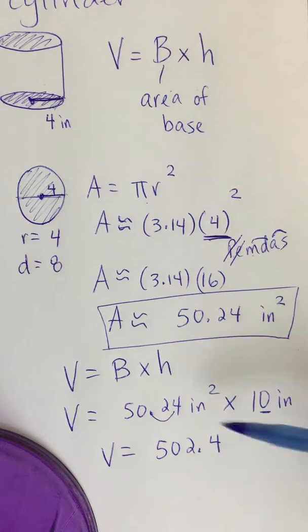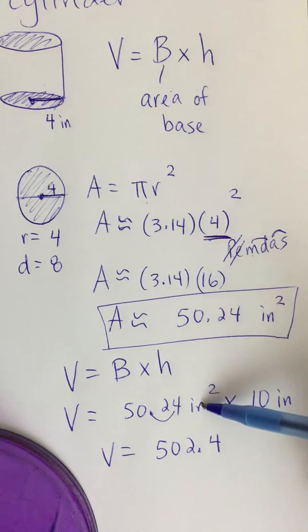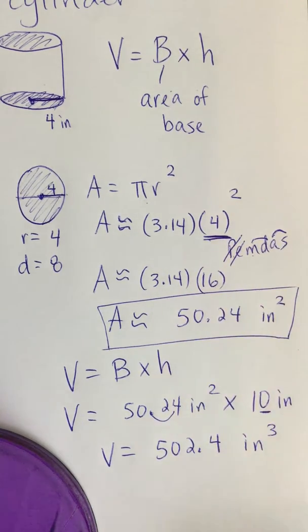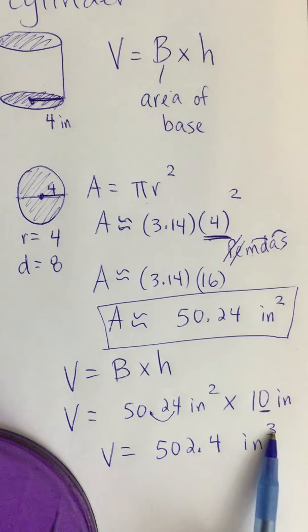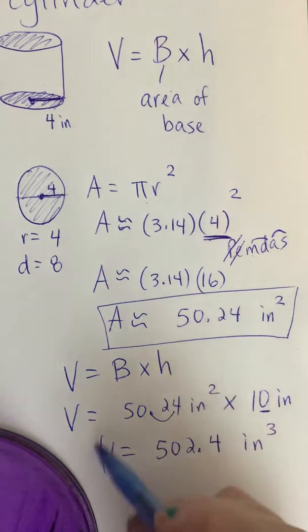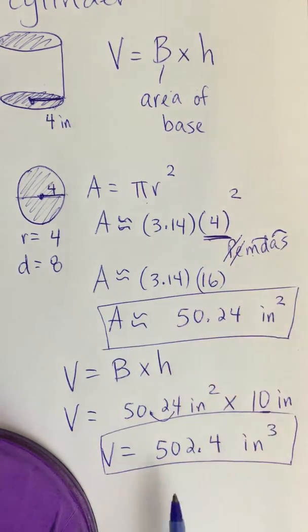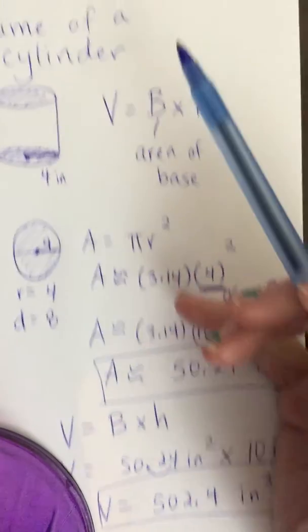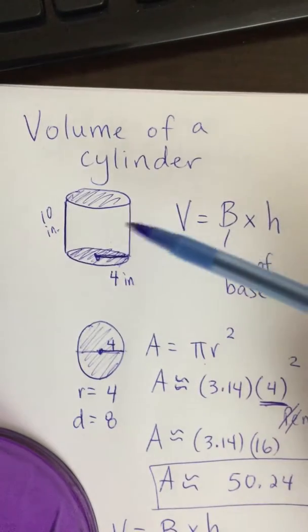502.4. Now we have inch times inch times inch, which is inch to the third power. And that's why volume is always cubed. It's always to the third power. So the volume of the whole cylinder would be 502.4 inches cubed. Okay? All right, and that's how you find the volume of a cylinder.